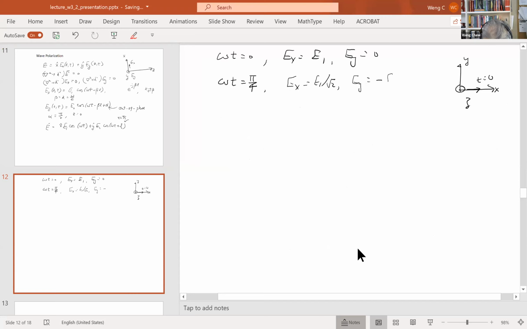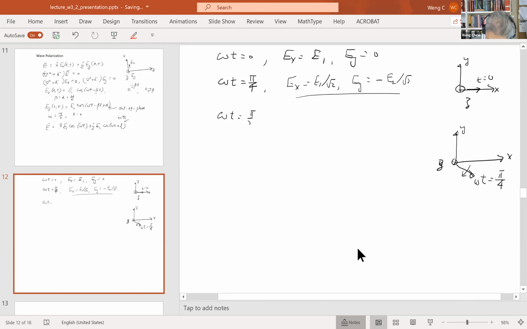Now at t equal to 0, that was what happens. Z is coming out of the blackboard, and then this thing just points like this. Now the electric field has a component in the x direction, but a component in the negative y direction. That is when omega t equals pi over 4. So it actually moved from being horizontal to being something closer to vertical.